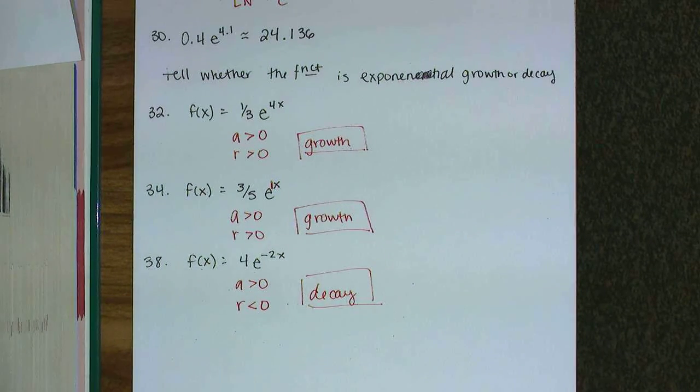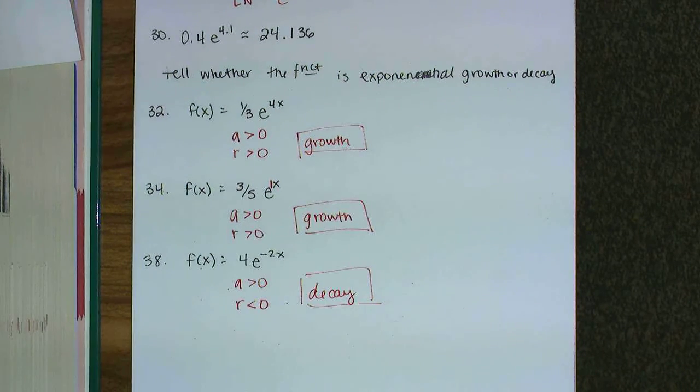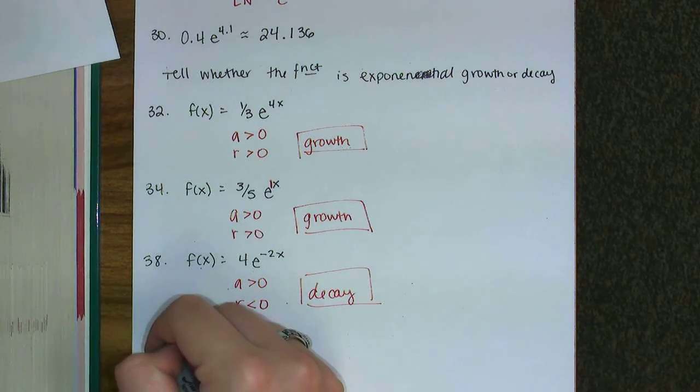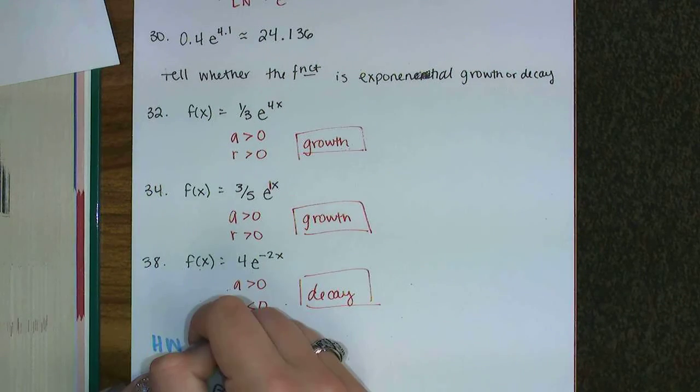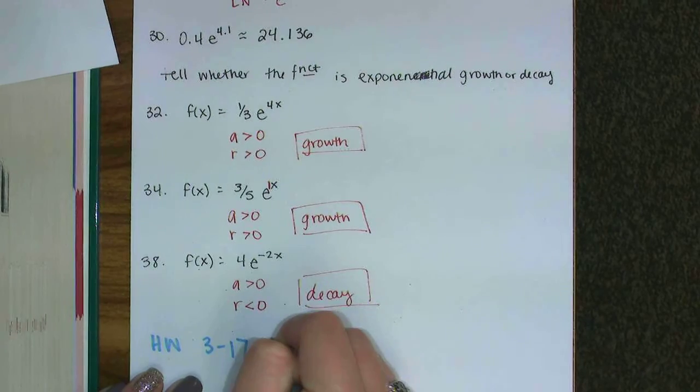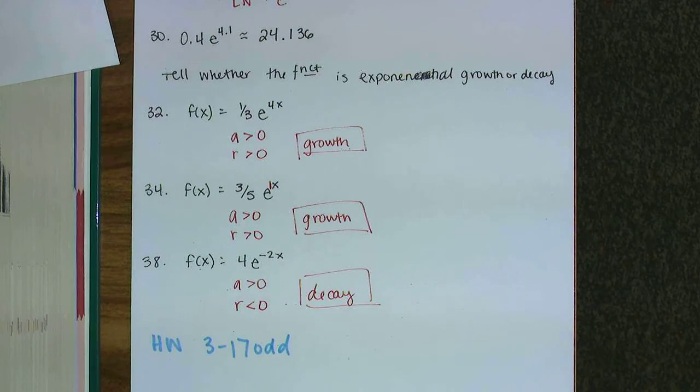Okay, so now, homework for this section. Homework here is going to be 3 through 17 odd. You want to make sure that we can simplify and everything correctly. And number 17 is just an error problem, finding the error.